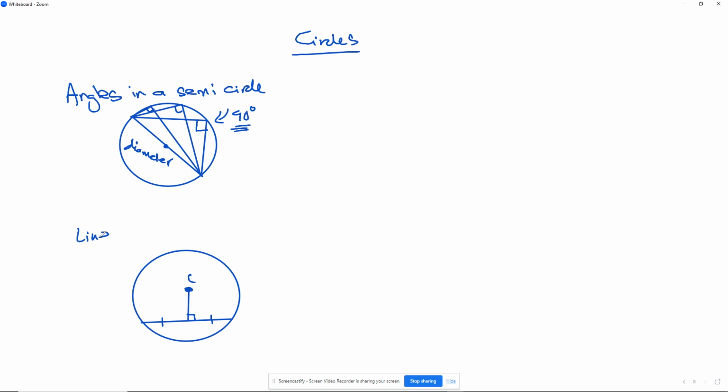So in this particular theorem, the line from the center, which bisects a chord, bisects means two equal halves in this case, bisects the chord. So if the line from the center bisects the chord, then the line is perpendicular to the chord.